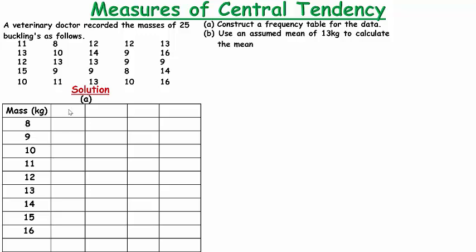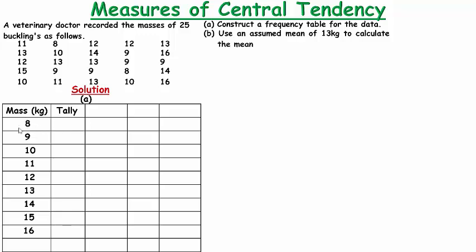Now the next thing for me to do is to name my second column as tally. So I have to pick out the number of bucklings having these respective weights. So I'll use the tally system to do that.